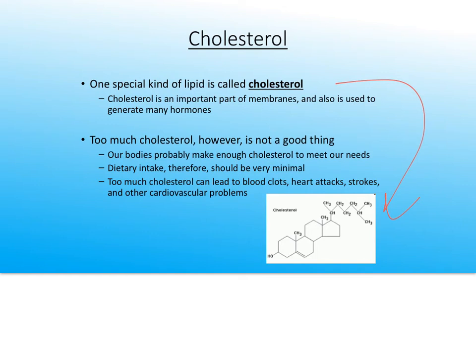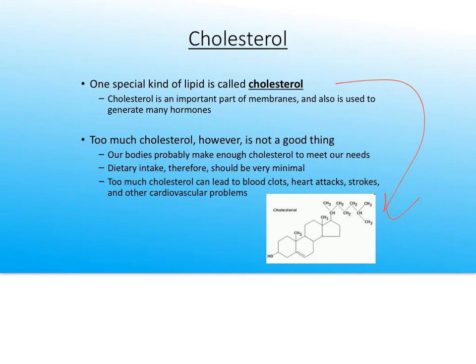Cholesterol is critical for the production of hormones. So your steroid hormones like testosterone and estrogen are derived from cholesterol. And you also need cholesterol in your membranes to help maintain their fluid kind of structure. So it maintains fluidity of the membrane. So cholesterol you have to have, right?